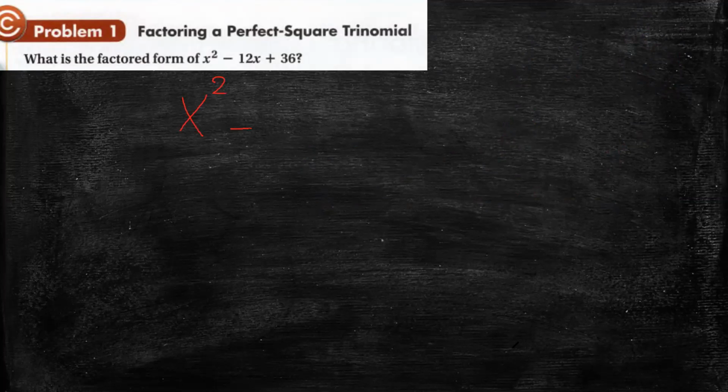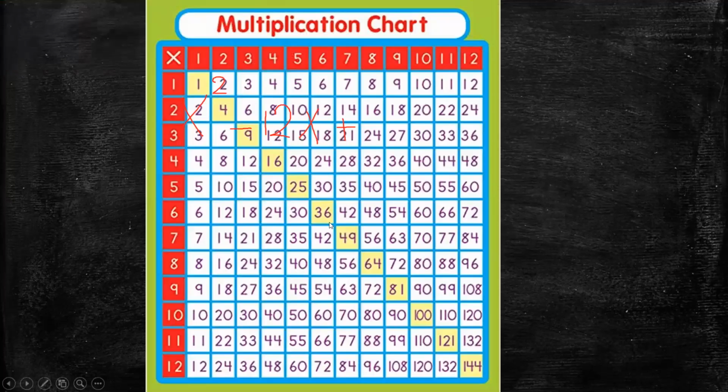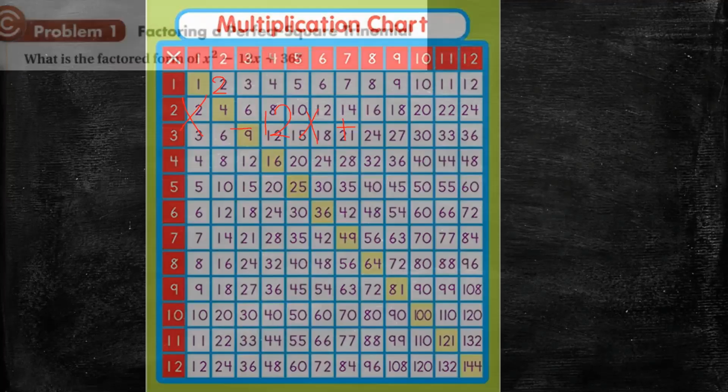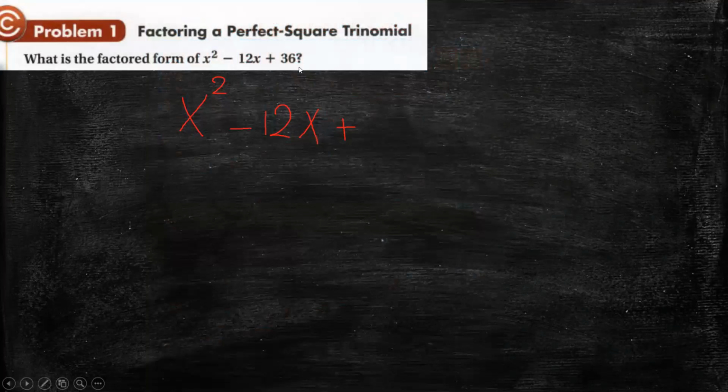Then minus 12x plus. Now look at this number here. What we have? A 36. I will ask myself now, go to this table here. Is 36 a perfect square? Look at these yellow numbers here. Is 36 a perfect square? Yes, 6 multiplied by 6. So I will say yes. 36 can be written as 6 squared.